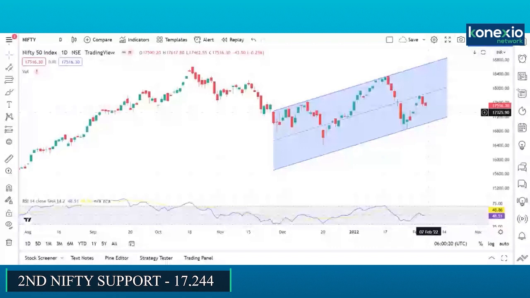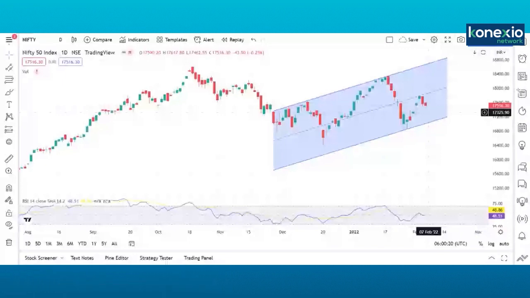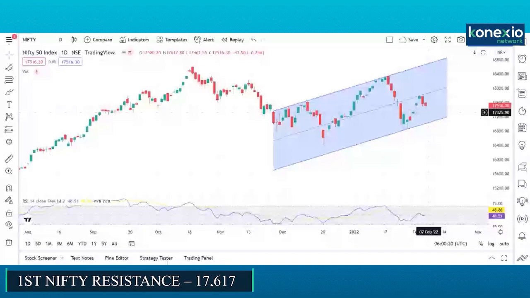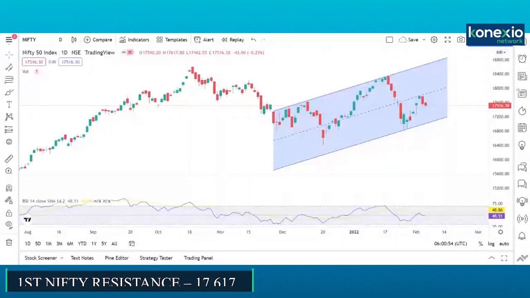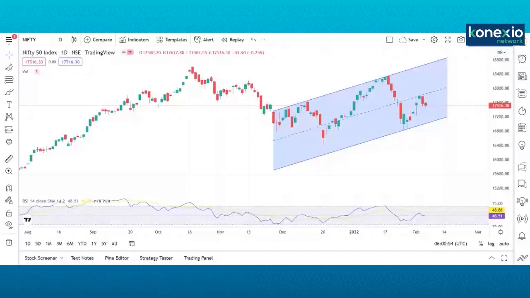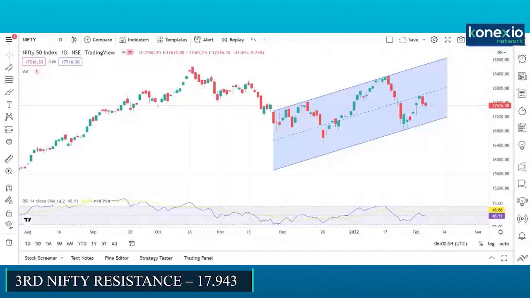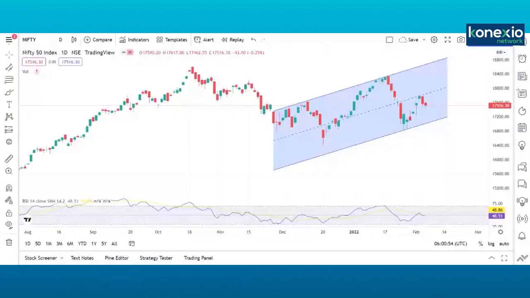Second support is placed at 17,244 and third support is placed at 17,117. So these are the important support levels where traders should watch out for. On the upside, the first resistance is placed at 17,617. Second resistance is placed at 17,794 and third resistance is placed at 17,943. So these are the important supports and resistance levels for the Nifty for the next week.